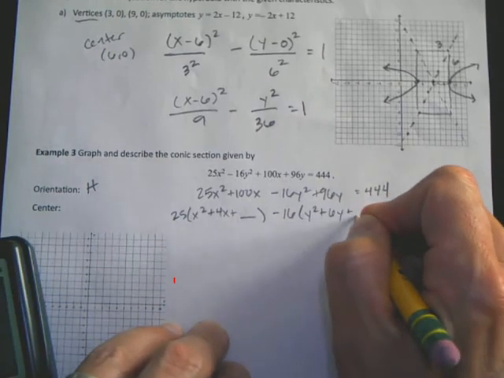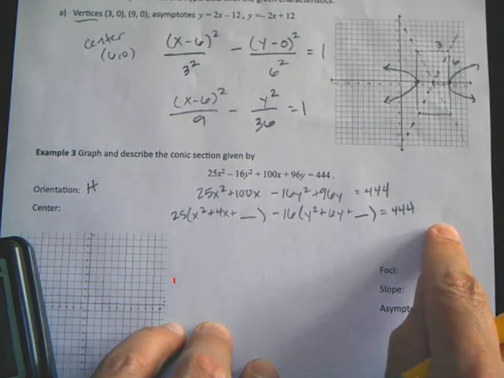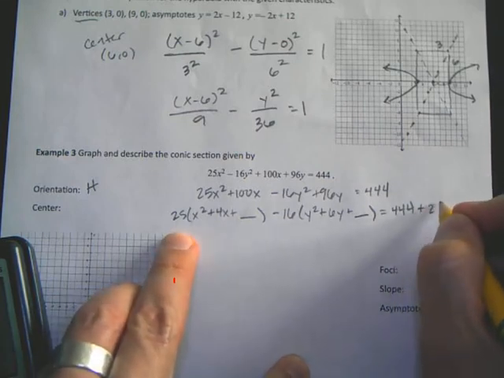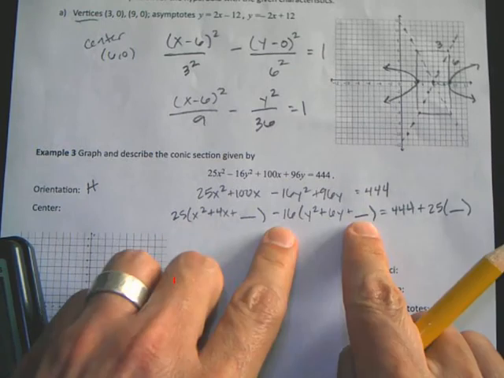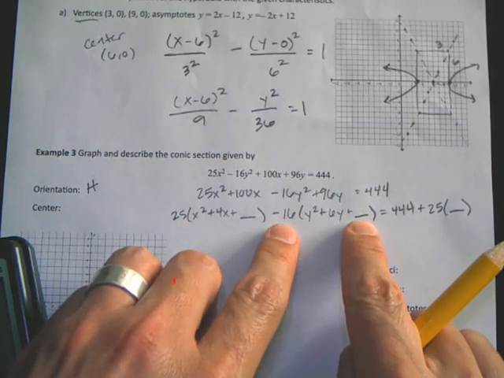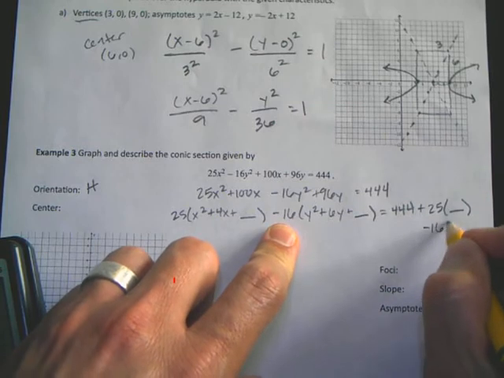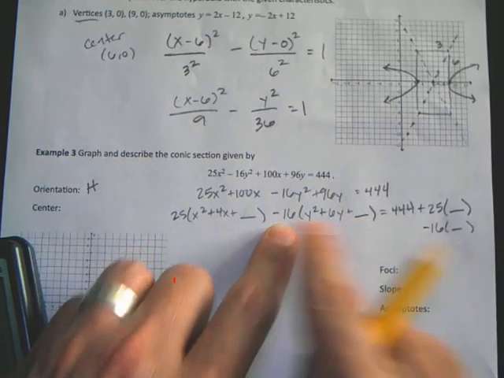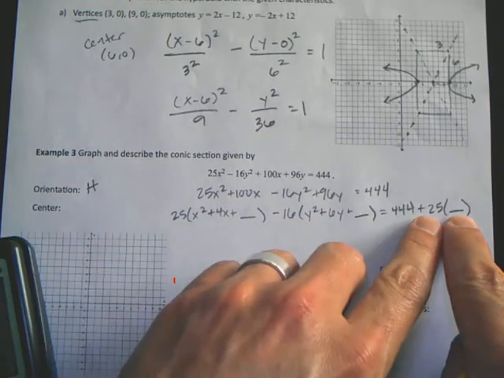Because I'm now on this side, I'm going to add 25 space. Now watch this. I'm actually subtracting this 16 times the space from here because it's a negative 16. Negative 16 times that space. Be very careful with that, alright? This is 25 times the space plus on this side, plus 25 space. Minus 16 times the space, minus 16 times the space because it's on both sides.